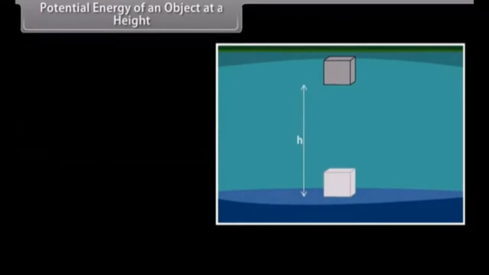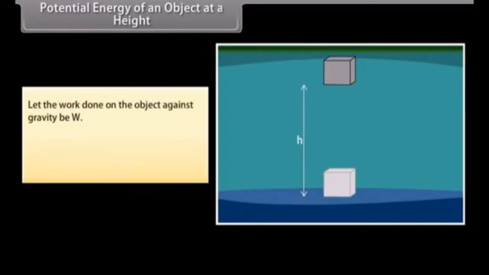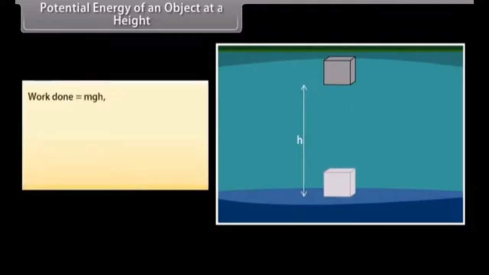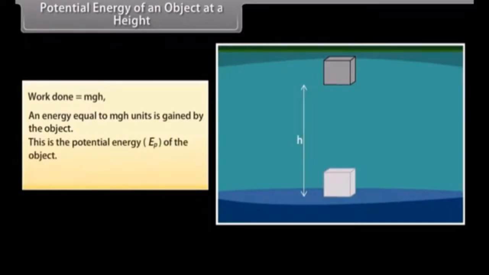The object gains energy equal to the work done on it. Let the work done on the object against gravity be W. That is, work done, W, is equal to force into displacement, which is equal to mg into h, which is equal to mgh. Since work done on the object is equal to mgh, an energy equal to mgh units is gained by the object. This is the potential energy of the object.